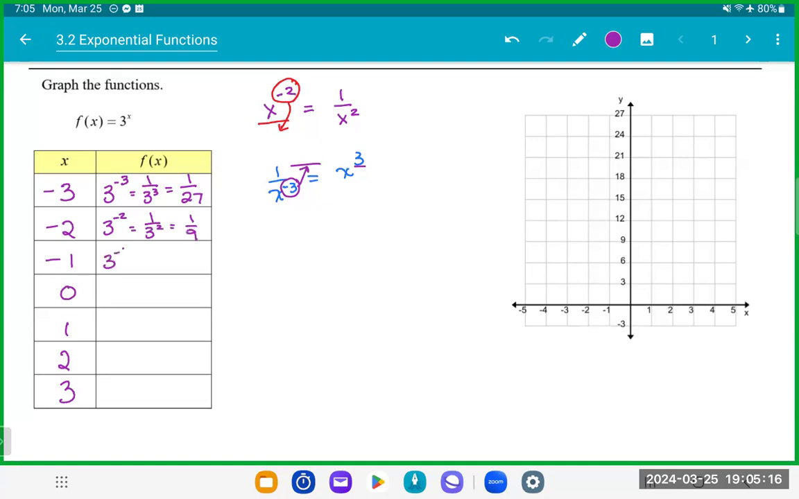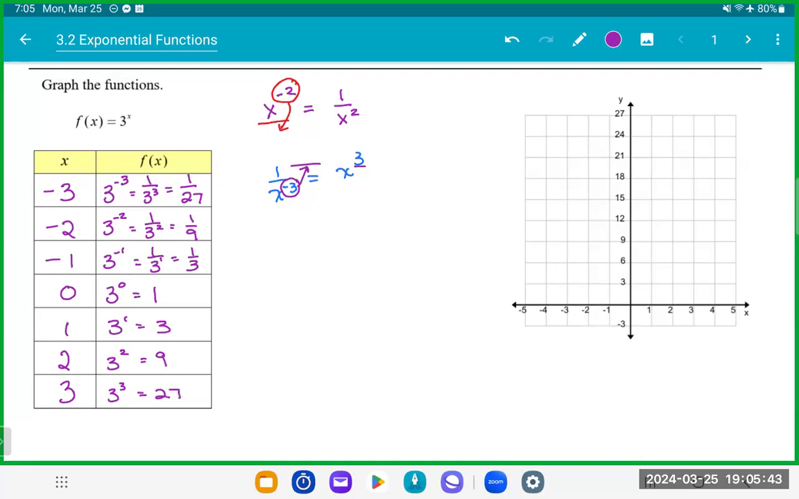This is 3 to the -1. So that's 1 over 3 to the +1. So that is 1/3. This is 3 to the 0. Anything to the 0 is 1. This is 3 to the 1, which is 3. 3 squared, which is 9. And 3 cubed, which is 27.